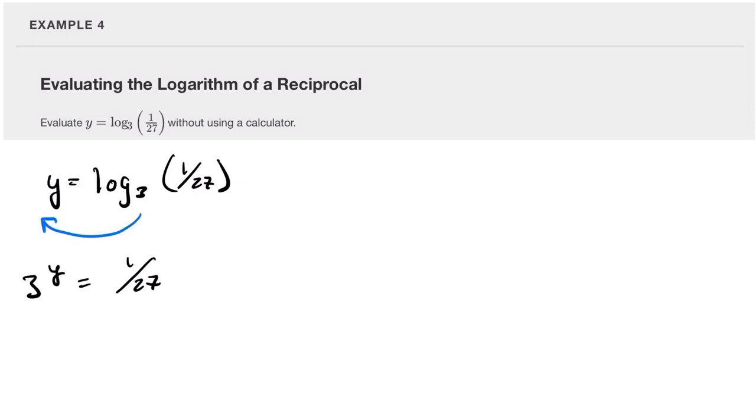Okay. So is 27 a power of 3? Let me see. 3 times 3 is 9, times 3 is 27. So then we can rewrite the right-hand side as 3 cubed, so we're going to say 3 to the power of negative 3. Because 3 to the power of 3 is 27, and then we make the power negative to make it 1 over 27. So then from here we get that y equals negative 3.